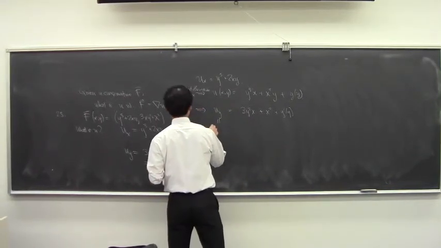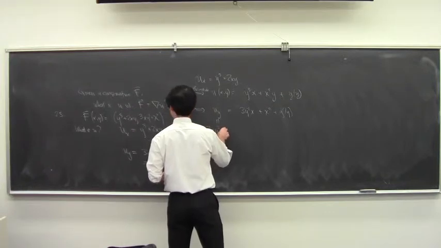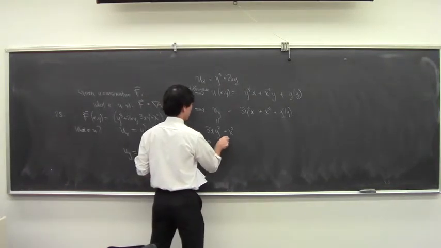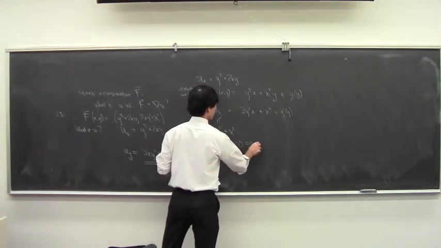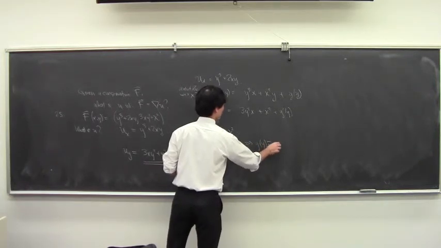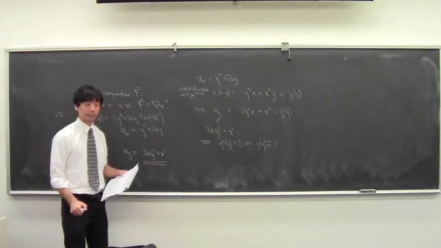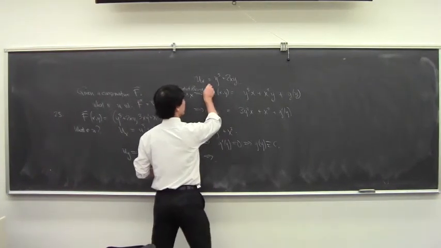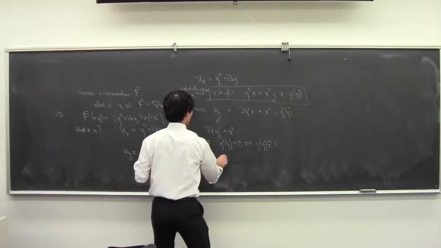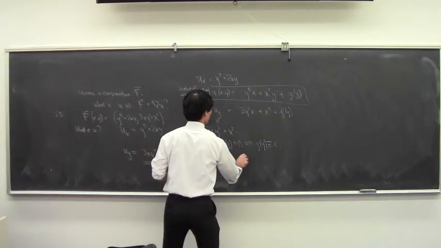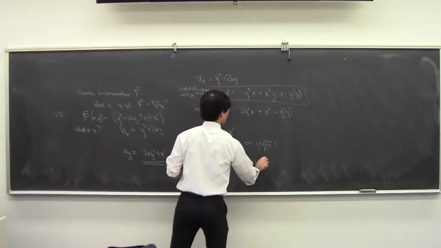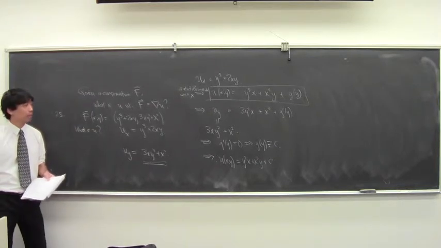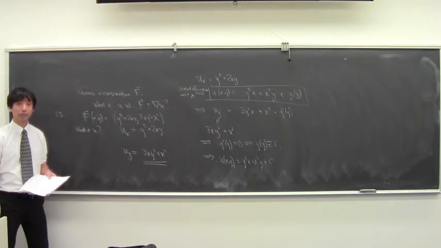u sub y is 3xy squared plus x squared. So that tells me that g prime of y is 0. In other words, g is some constant. Putting that all together, u of xy is y cubed x plus x squared y plus some constant. There could have been a function of y there, but when we work it out, it turns out that function is a constant.